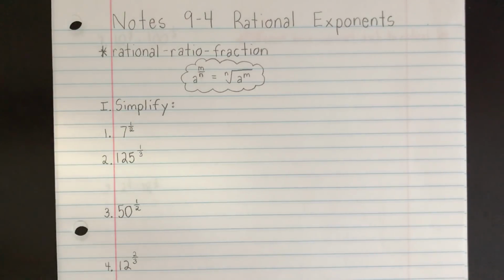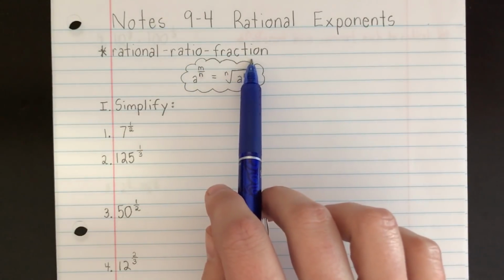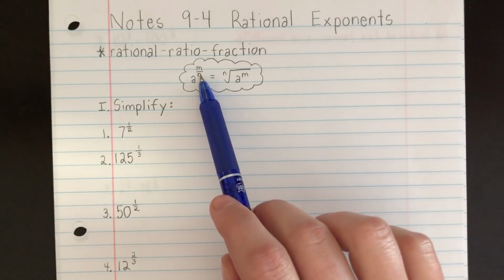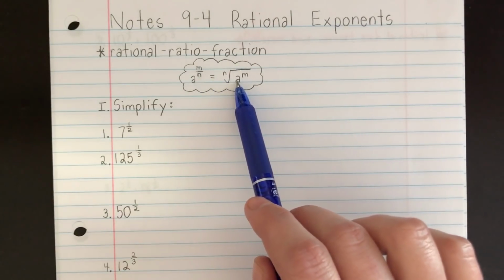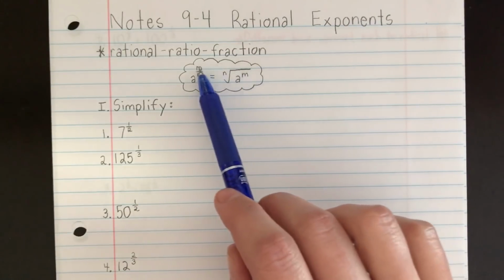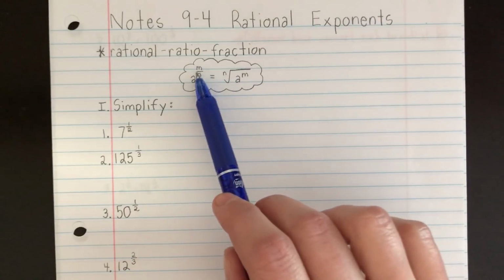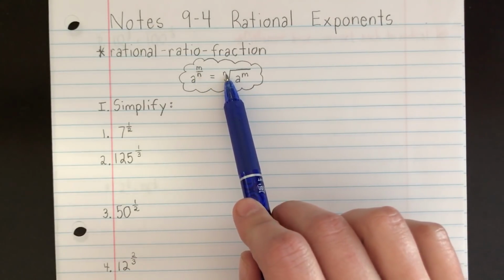We're looking at notes 9 for rational exponents. So what does rational mean? Rational means ratio, which really means fraction. So given a to the m/n power, that is the same thing as the nth root of a to the m power. Notice the numerator goes inside the radical, it becomes the power for a. The denominator goes outside the radical, it is the index.